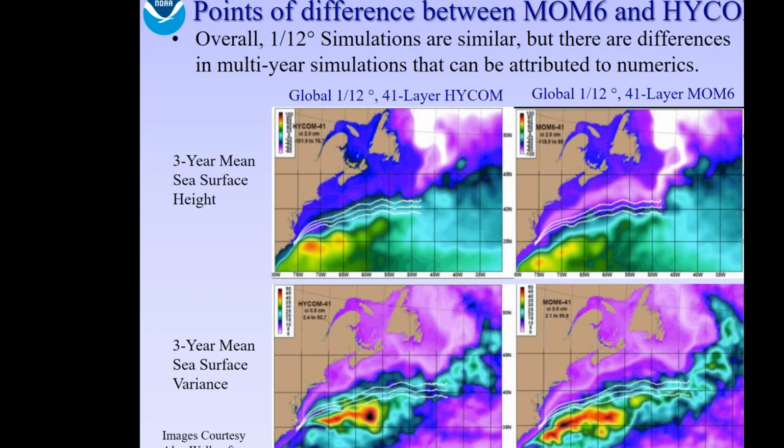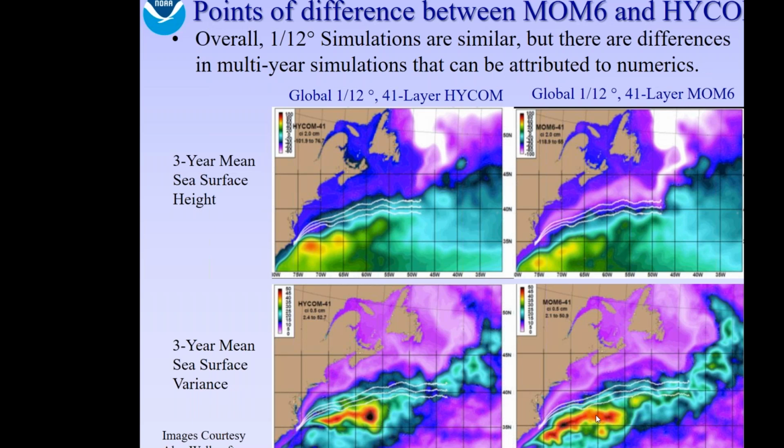Now, overall, they're very similar, but there are a number of different areas where there are some significant differences that we think can be attributed to differences in the numerics. So, for instance, this is the Gulf Stream, 3-year mean Gulf Stream from the two different simulations, and the sea surface height variance. And even though they have the same forcing, the same topography, we're still seeing some interesting differences, for instance, in the magnitude and extent of the eddy field.